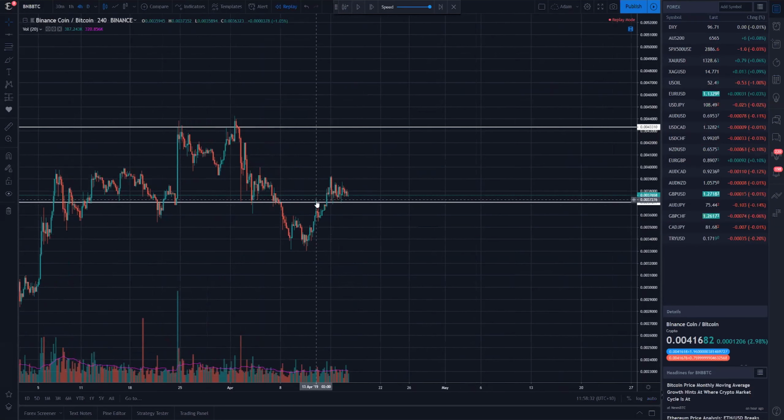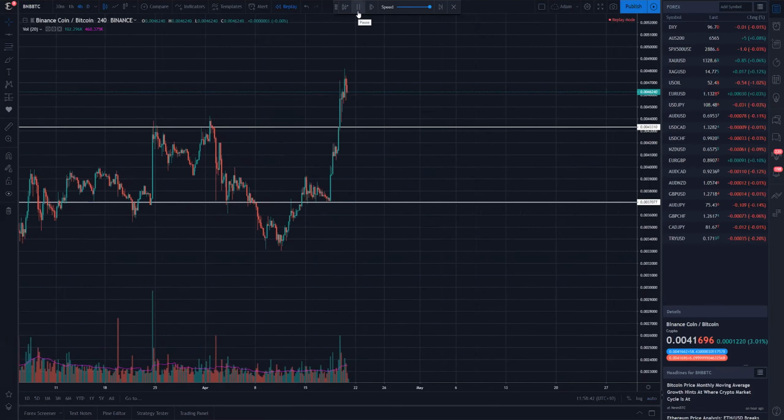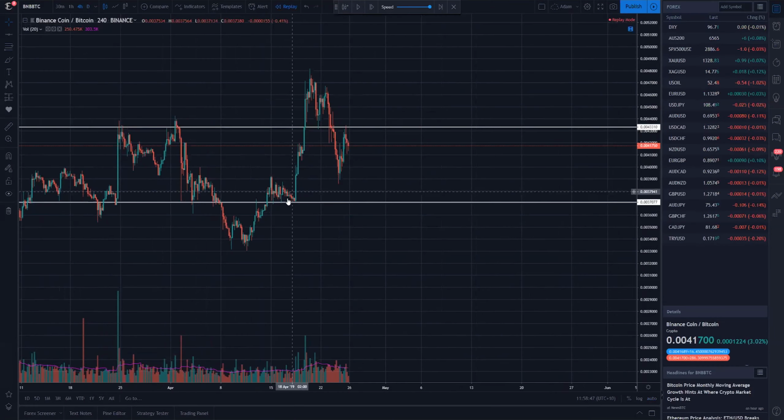All right, so this wick has come and has tried to push through our resistance. It's failed, come back down, and then on the second go we've pushed through, and it's now become support once more. So we've pushed off our support level, smashed right through our resistance. It's become support again, and now we've pushed back through it, and now it's resistance again.